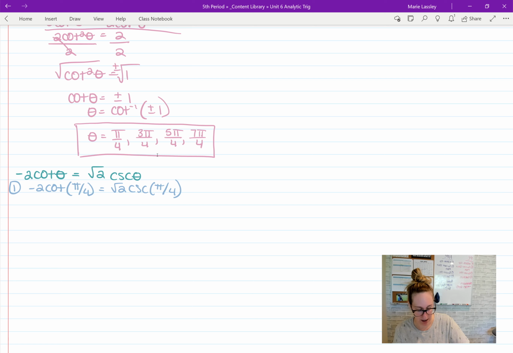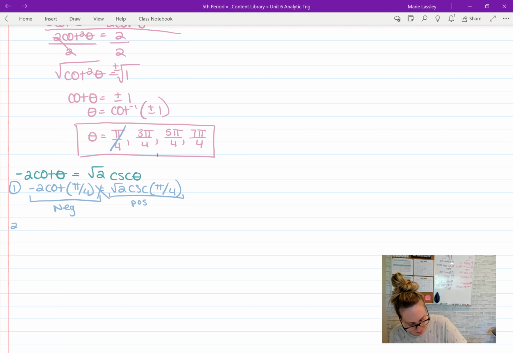I'll walk you through what I mean here. So this side of my equation, I don't really care about the actual value. This is a negative, because cotangent of pi/4, that's first quadrant, so that's always positive. So cotangent is going to be positive, but then you have the -2 out front, so that's a negative value. Over here, cosecant of pi/4 is positive because pi/4 is in the first quadrant and there's no negative out front, so this is a positive answer. So a negative can never equal a positive. So this answer, pi/4, is extraneous.